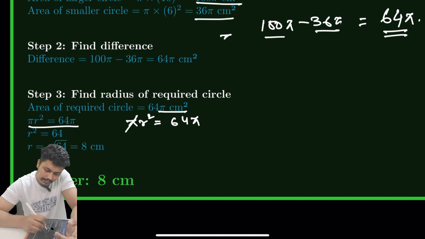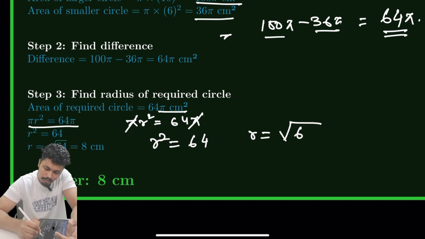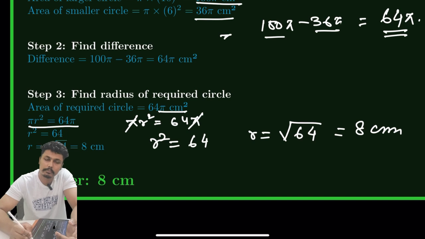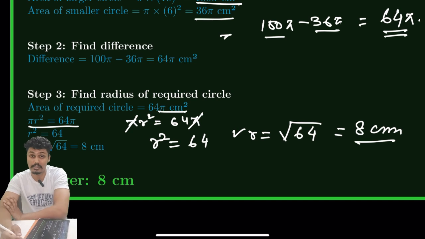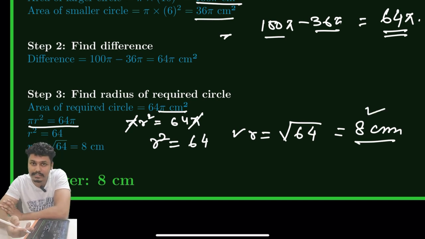So pi cancels. r square equal to 64. So r will be equal to, square will go to this side and become root, so it will become root 64. Square root of 64 is 8 centimeter. Okay, so I got my radius to be 8 centimeter. I hope it is clear to you. I need to find out the radius, right?